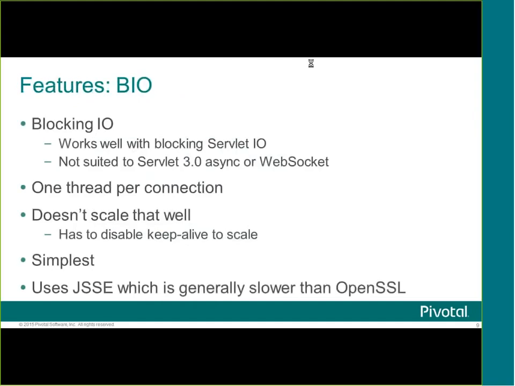So what are the key features of these connectors? Well, the BIO connector first. That's written based on blocking I/O, and it worked very well with servlet blocking APIs, so that the standard servlet input stream, servlet output stream. It wasn't particularly well suited when servlet 3 async came along.